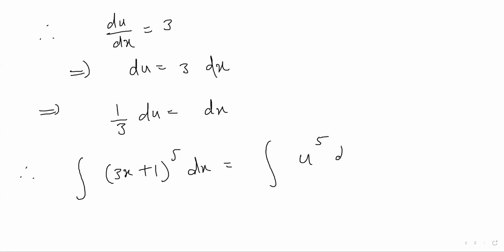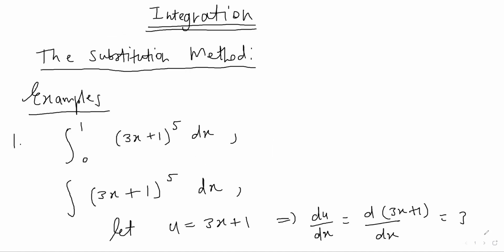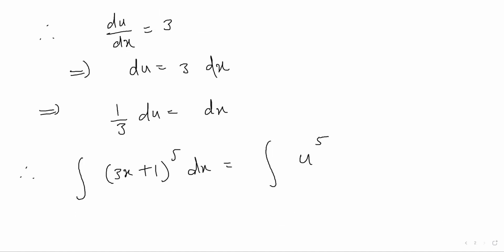But now, wait, before we do that. So firstly, we replace the 3x plus 1 with a u. And this is because we said that let u be equal to 3x plus 1. Okay. So then we go to dx. What did we see with the dx? What is dx in terms of u? We already found what dx is in terms of u. dx is equal to 1 over 3 du.